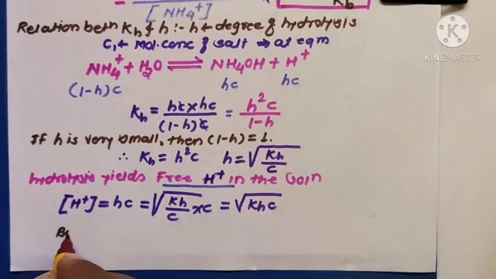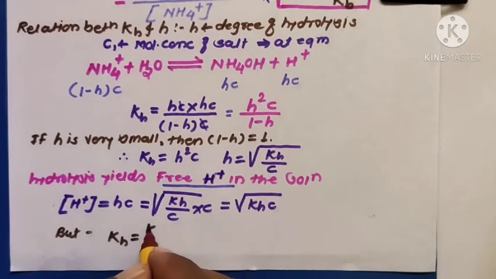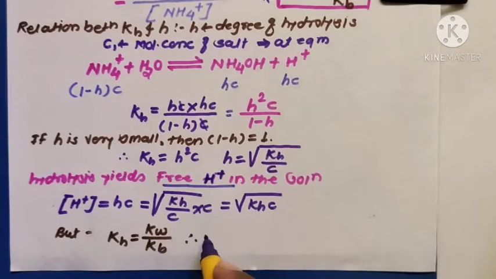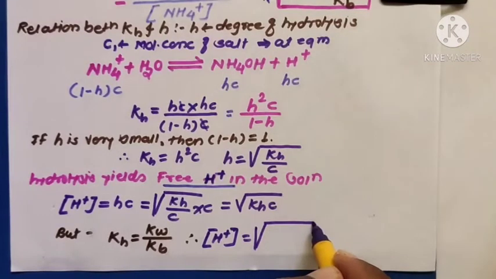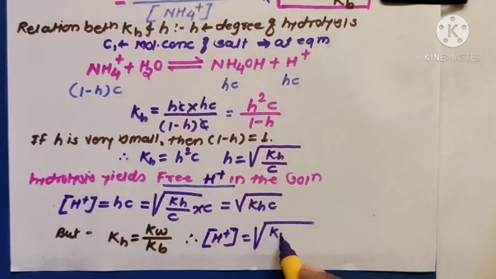But Kh is equal to Kw upon Kb. Therefore the concentration of H plus ion is equal to under root Kw C divided by Kb.